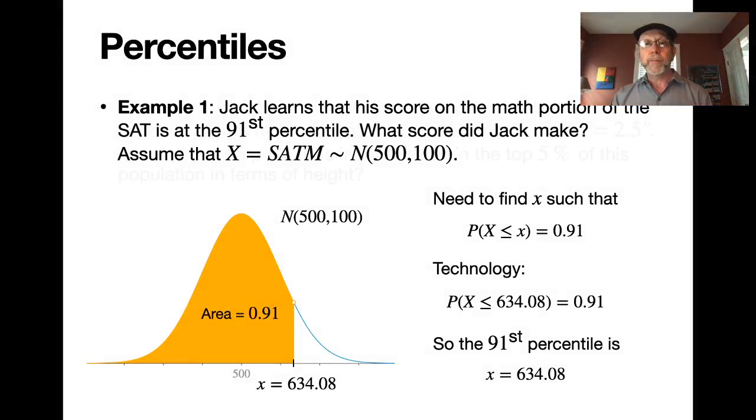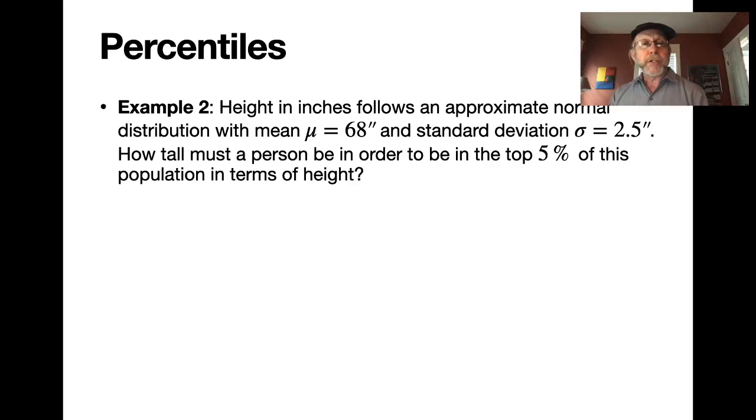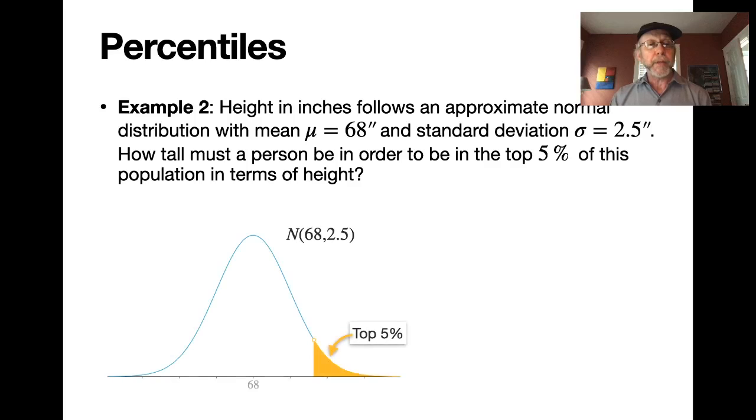Here's another example. Height in inches follows an approximate normal distribution with a mean of 68 inches and a standard deviation of 2.5 inches. How tall must a person be in order to be in the top 5% of this population in terms of height? So again, let's begin with a picture. I've drawn the normal distribution with mean 68 and standard deviation 2.5, and I've just highlighted what I would guess would be the top 5%. So the top 5% would be a right tail.